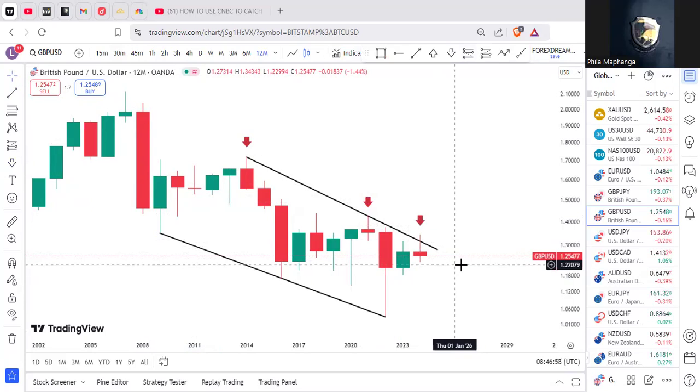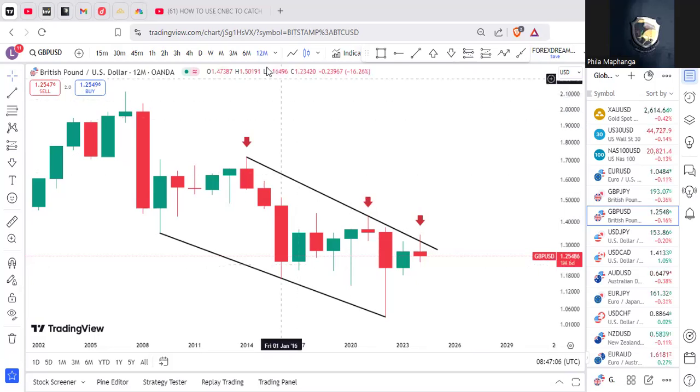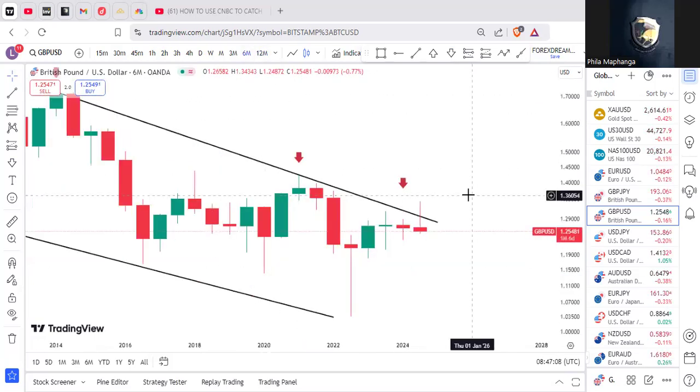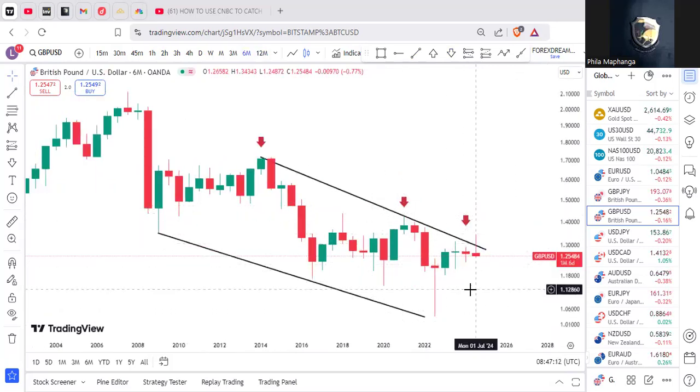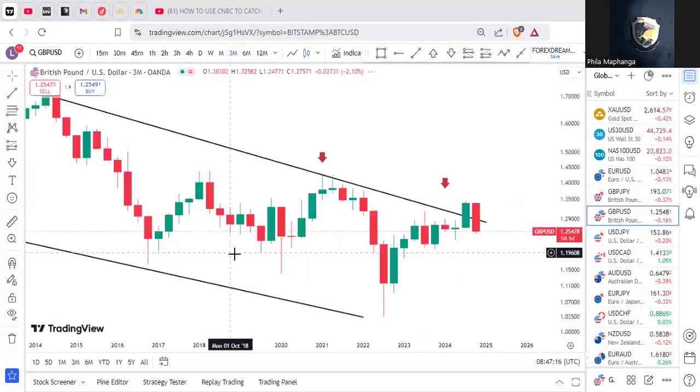What I want you to do, guys, I want you to use higher time frame to look at the structure of the market. Go to smaller time frame from here. Go to 6 months. Now you know what is actually happening on higher time frame, right? The market is trying to push down. Okay, fine. You then move again to 3 months.